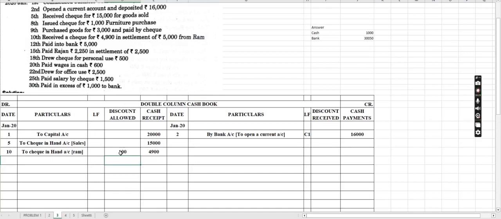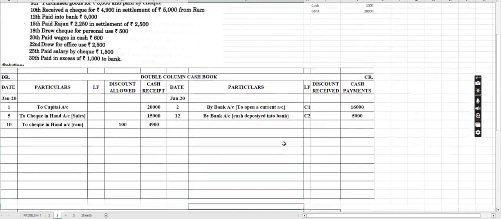Okay. Next. Paid into bank 5,000 rupees. That means cash is deposited into bank, rupees 5,000 on 12th. On 12th, 5,000 amount is reducing from cash. Okay, here contra entry 2. Reducing cash because deposited into bank account. We can say, in bracket, cash deposited into bank. Cash is reducing, but in the bank cash is going, right?